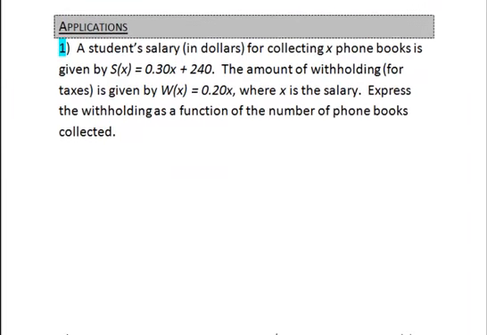How about a couple of applications and then we'll call it done. A student's salary in dollars for collecting x phone books is given by S of x equals 0.30x plus 240. The amount of withholding for taxes is given by W of x equals 0.20x, where x is the salary. Express the withholding as a function of the number of phone books collected.